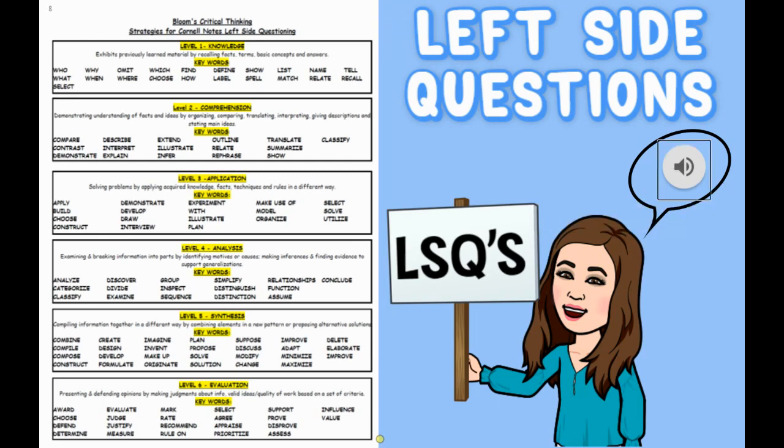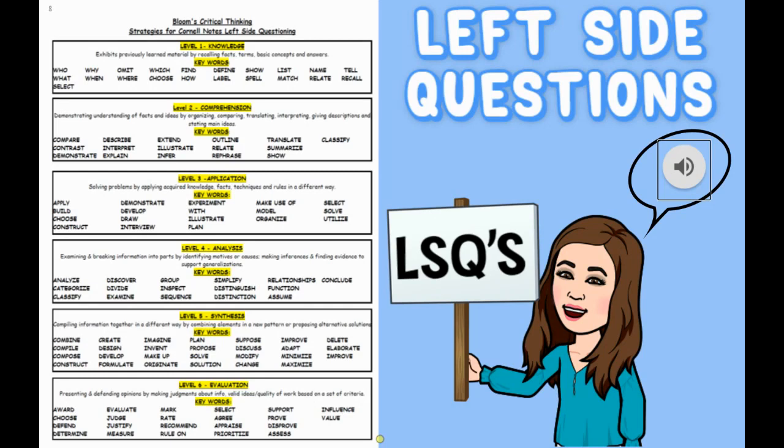Page 8 will be your reference page for left side questions. In the notes, it will tell you on each of the pages what level of word you're supposed to use in your study question. So if it says level 1, you need to write your question using one of the words in the level 1 box, knowledge. So level 1 would be, what is the definition of anatomy?